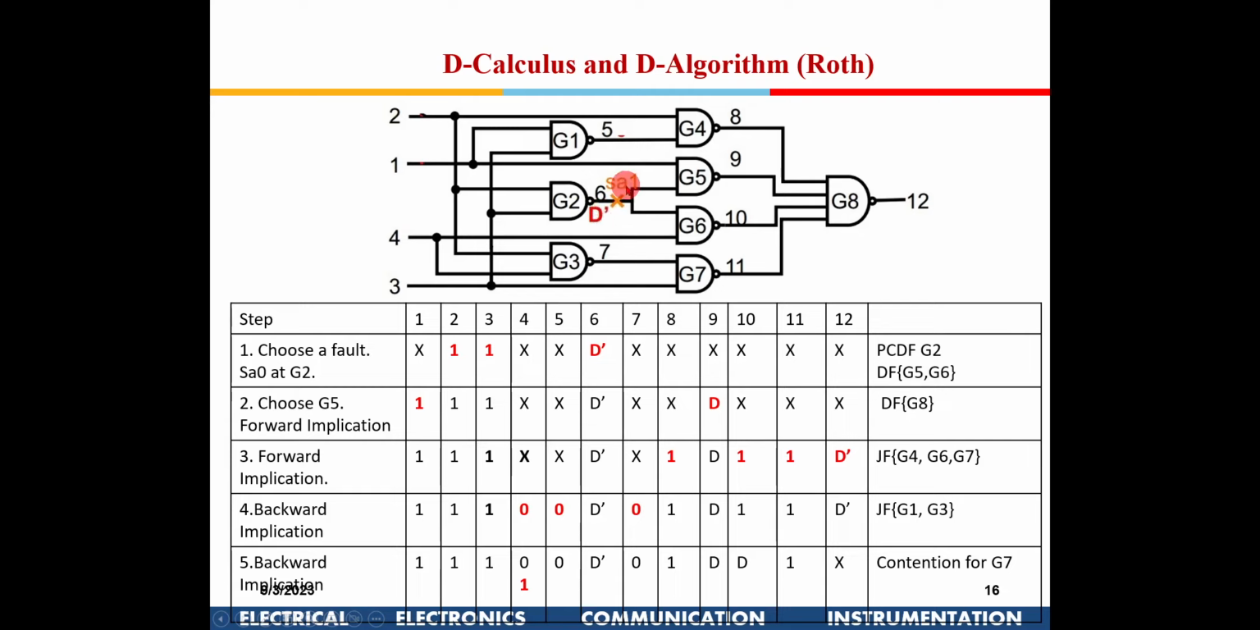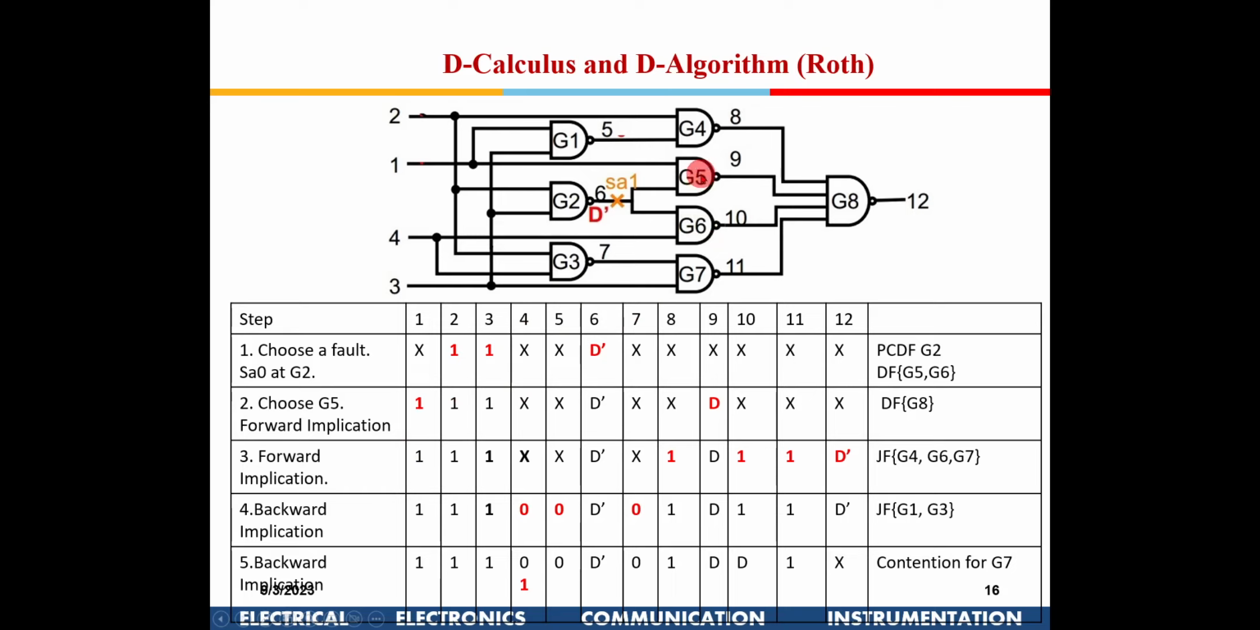Since we are talking about a stuck-at-1 fault and we are trying to put an actual 0 here, this becomes a D bar. So don't get confused with the definitions of D bar and D. Okay, so this is one, and now we need to make a choice, whether it is G5 or G6. So now let's take G5.